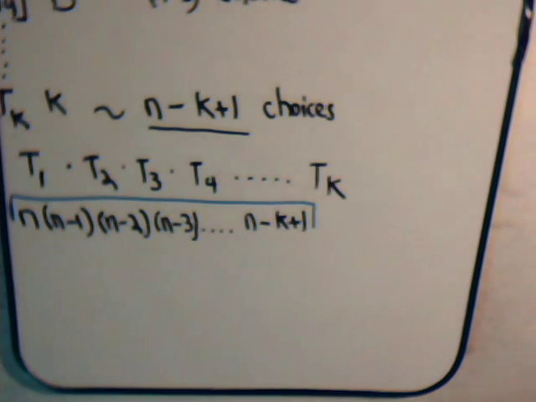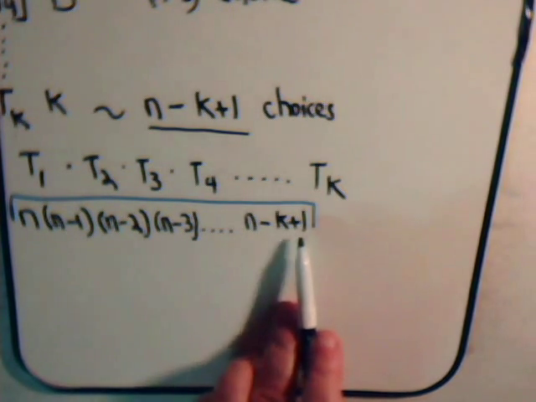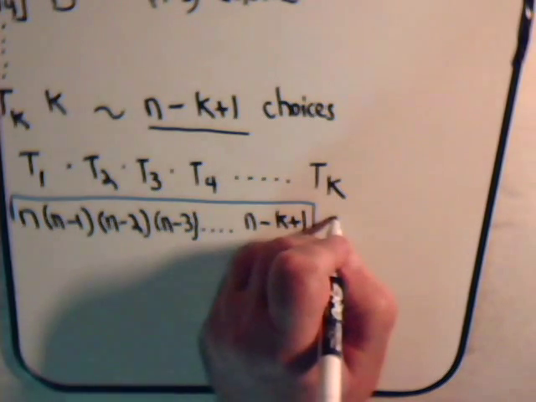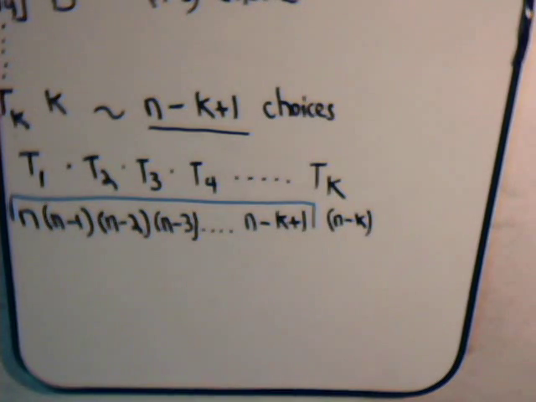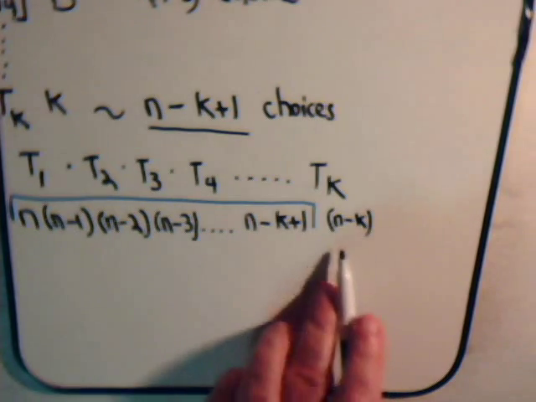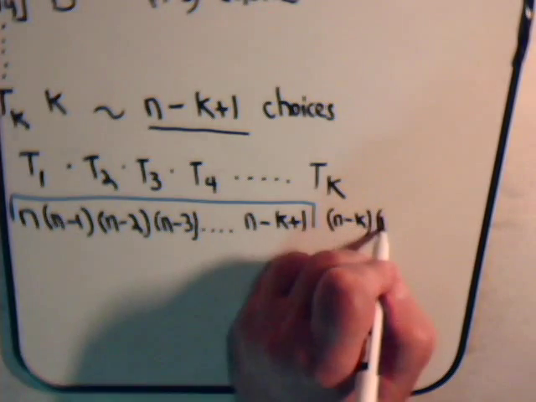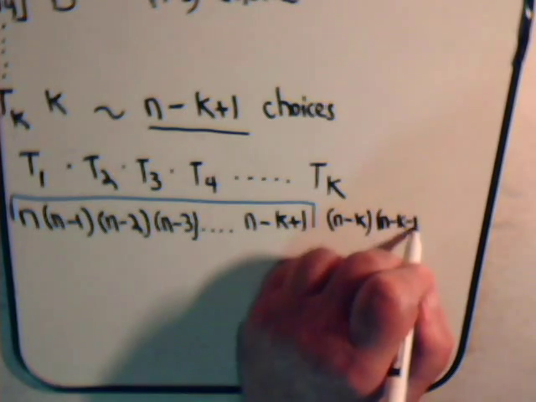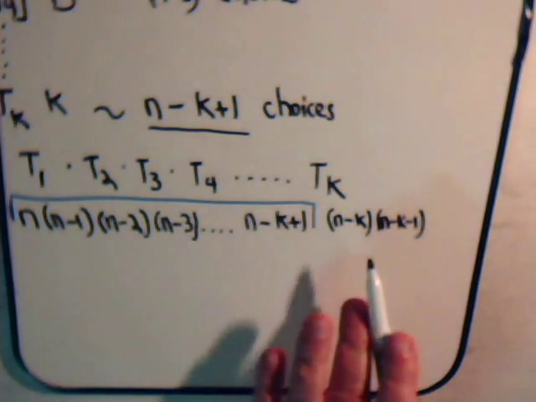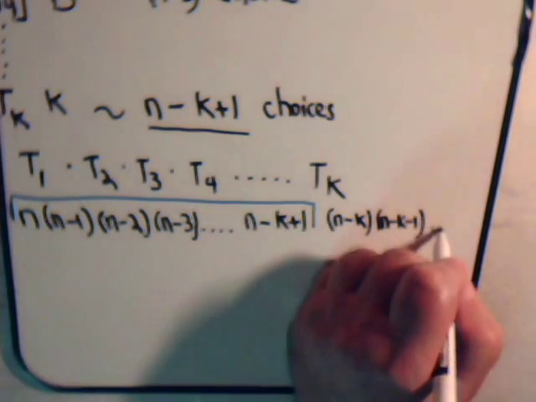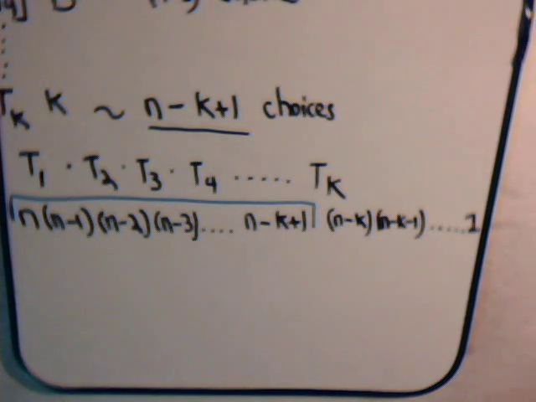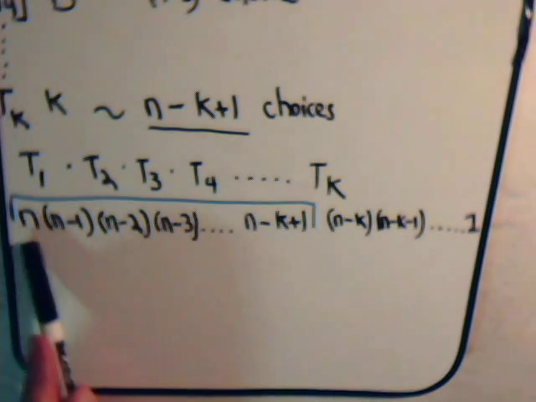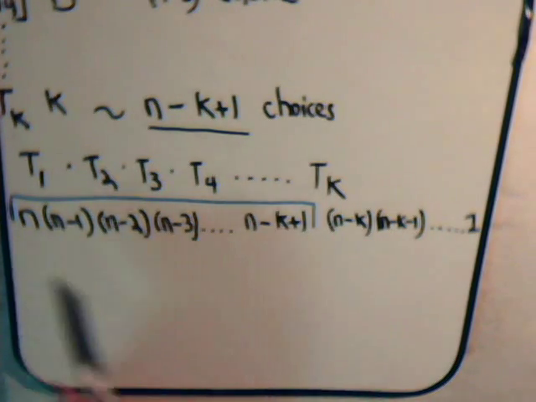Now, if we wanted to continue this series, what would be the next number? Well, the next number would have to be 1 smaller than this one. So it would have to be n minus k. And the next number would be one number smaller, so it would be n minus k minus 1. And if we continue the pattern like that, we'd keep getting smaller by one until finally we reached the numeral 1.